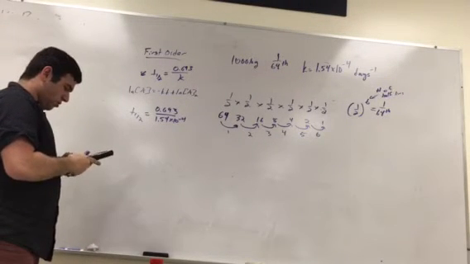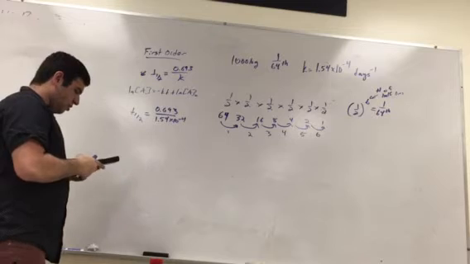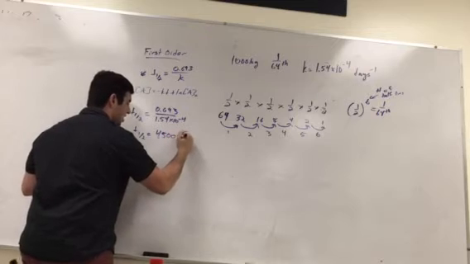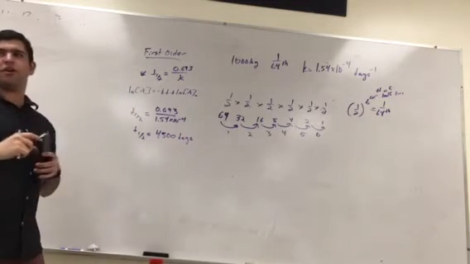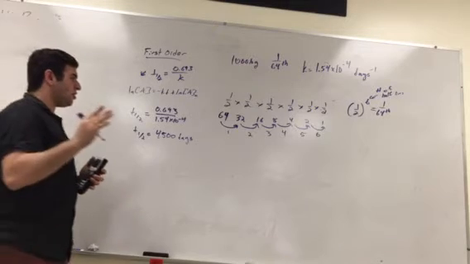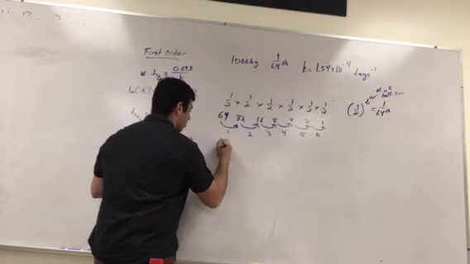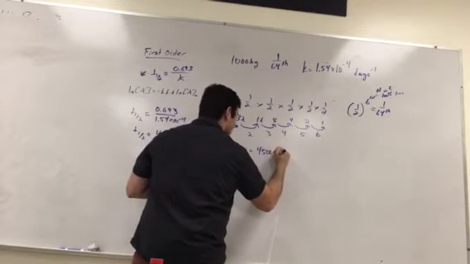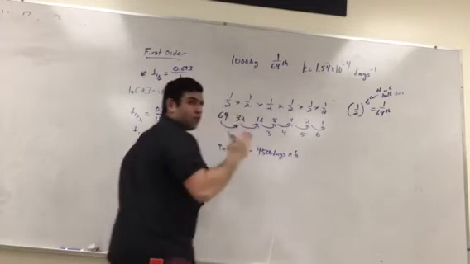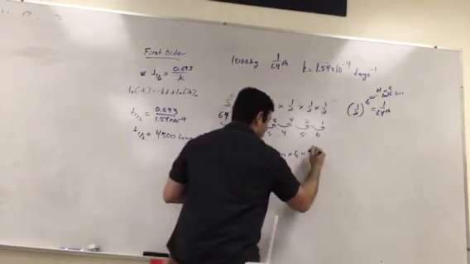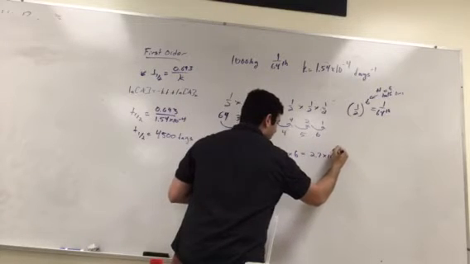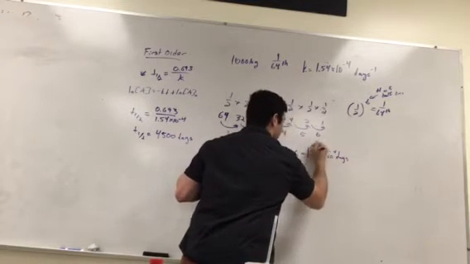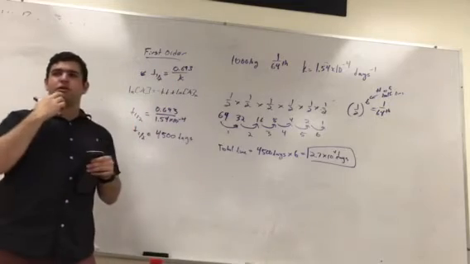So this is going to be 4,500 days is the half-life, right? So if the half-life was 4,500 days, then total time would be 4,500 days times 6, because I went through 6 half-lives, right? So it'd be 2.7 times 10 to the 4th, or 27,000 days. Does that make sense?